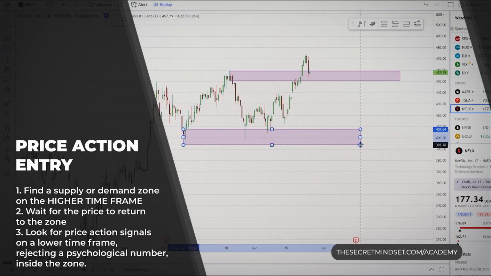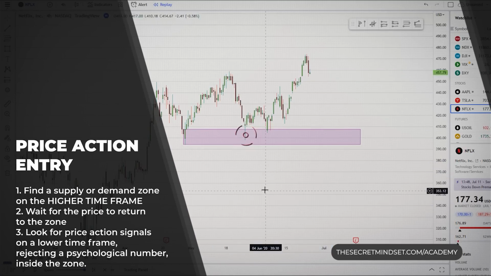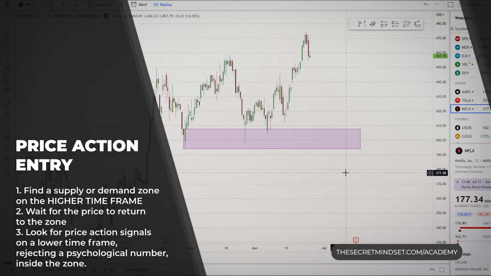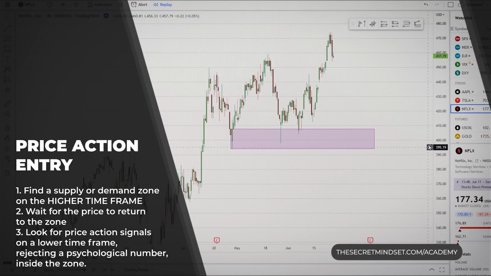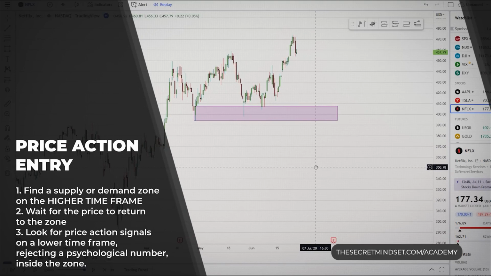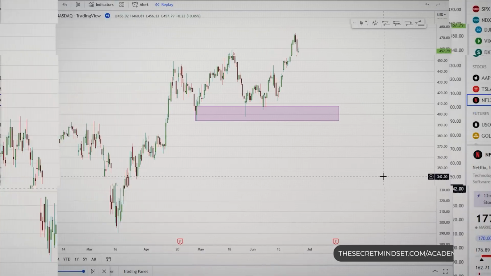It's better to find a supply or demand zone on the higher time frame, wait for price to come to this level, and see any acceptance or rejection from this zone on a lower time frame. You look for any reversal price action signal on the lower time frame, rejecting the psychological number inside the zone. And yes, you'll have a delayed entry, sometimes not even inside the zone, but in the long run, price action confirmation will save you from many losing trades.